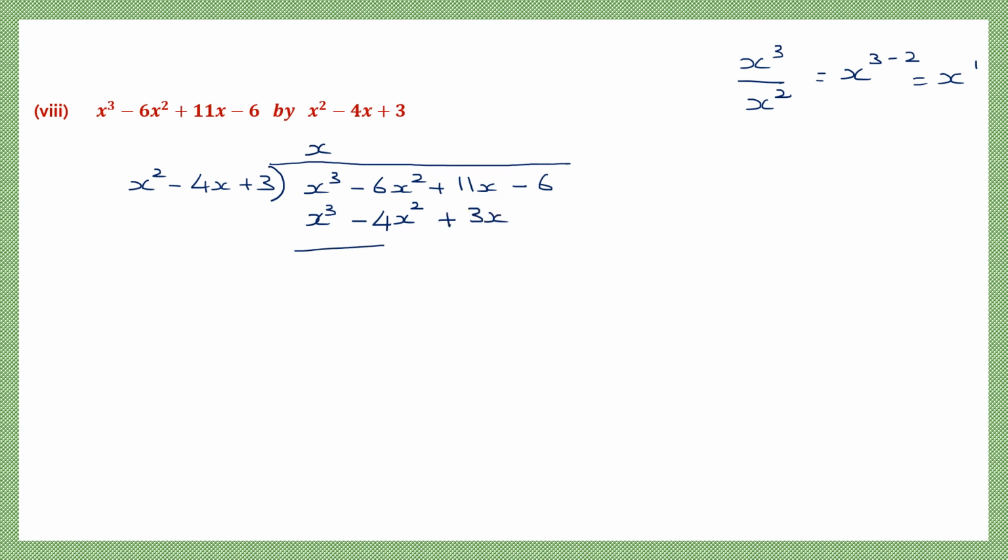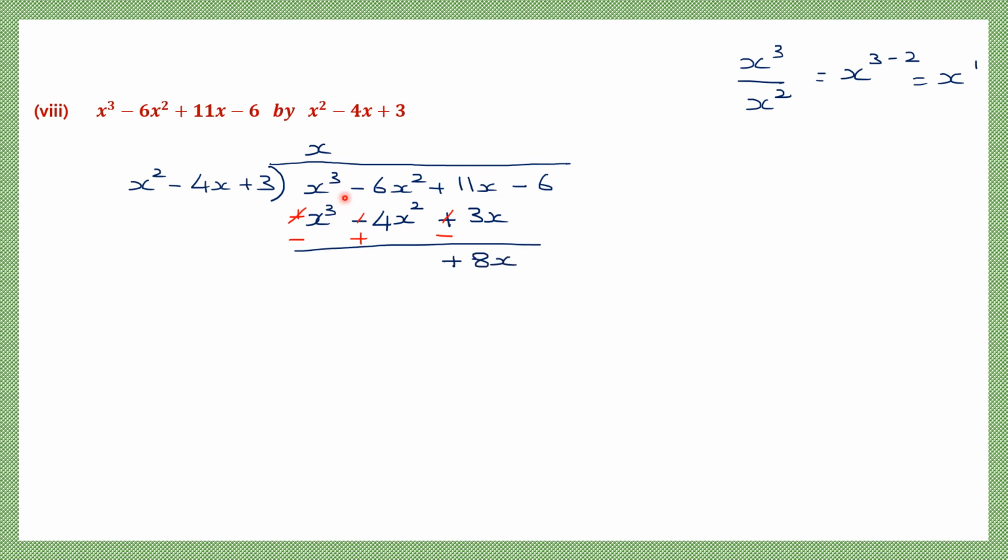So now we have to subtract. When you subtract, signs will change. So plus will now become minus, minus is plus, plus is minus. Let's begin here with this one. Plus 11x minus 3x. Signs are different, so put the sign of the bigger number and subtract. 11 minus 3 is 8. 8x.